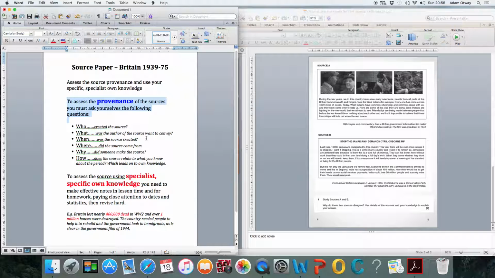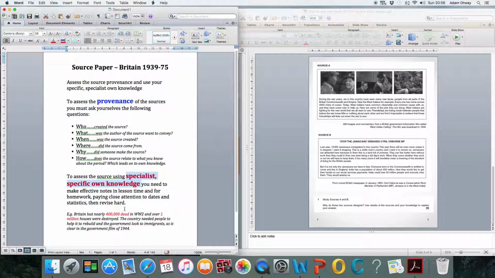Now, you don't write all about the provenance and then write about own knowledge. These should all be mixed in together in a comprehensive answer. But to begin with, you might want to do it that way to help you think about it. You must make sure I should be able to go through your answer, and so should you, and highlight in one colour everything you've written about the provenance, and in red any specialist's specific own knowledge.